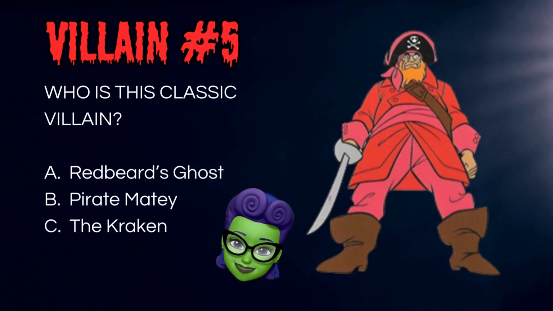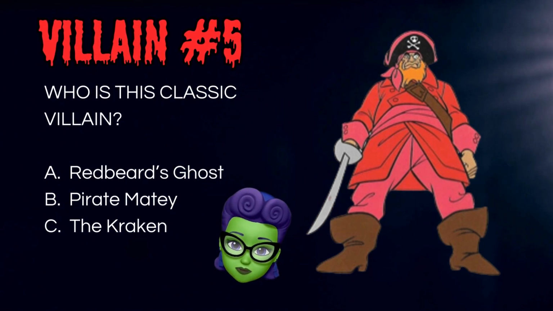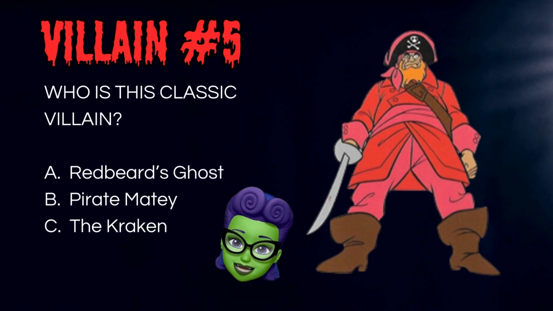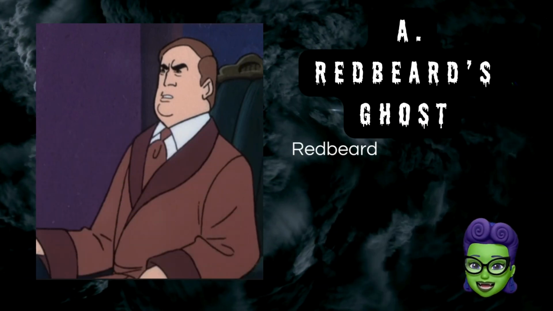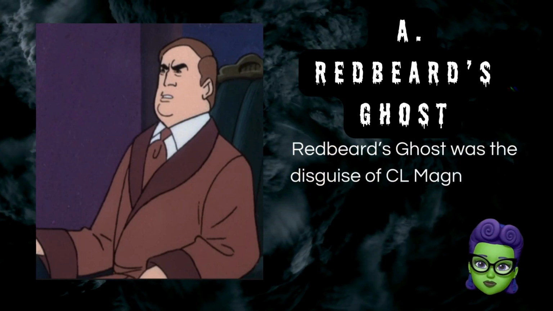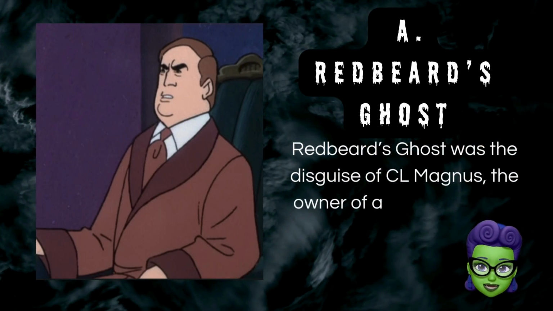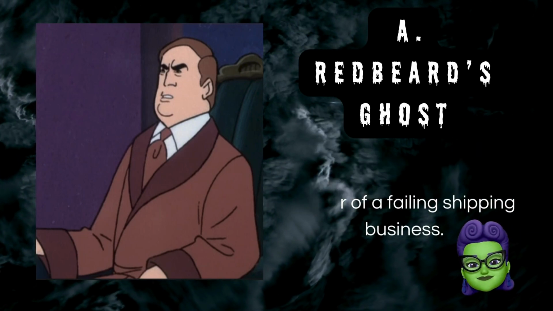Who is this classic villain? Is it A, Redbeard's Ghost, B, Pirate Matey, or C, the Kraken? The answer is A, Redbeard's Ghost. Redbeard's Ghost was the disguise of C.L. Magnus, the owner of a failing shipping business.